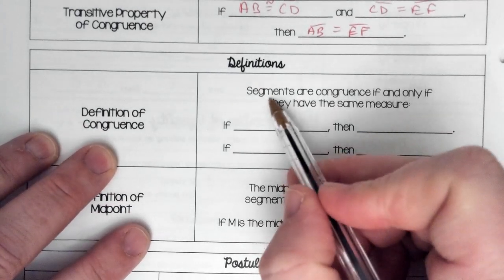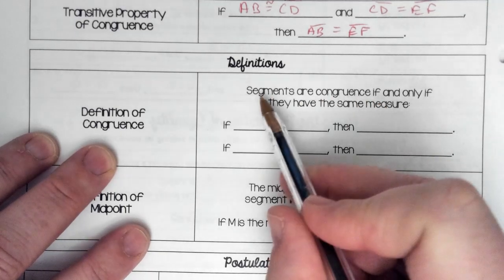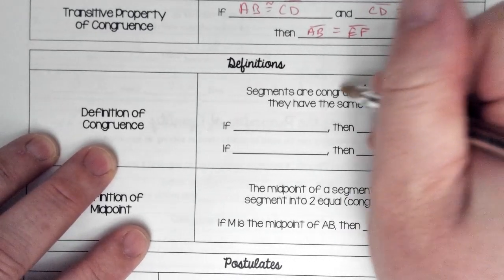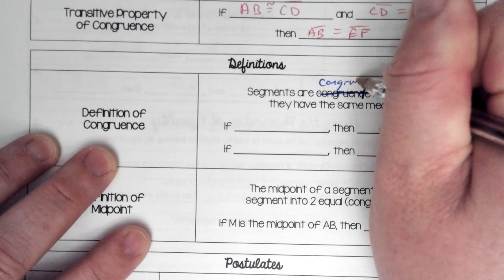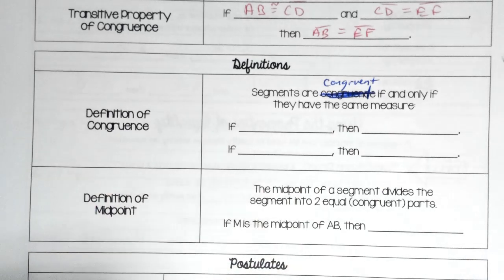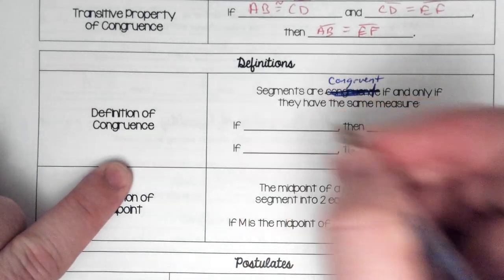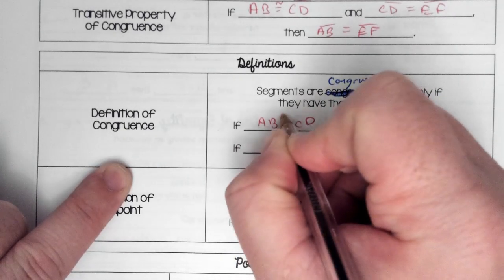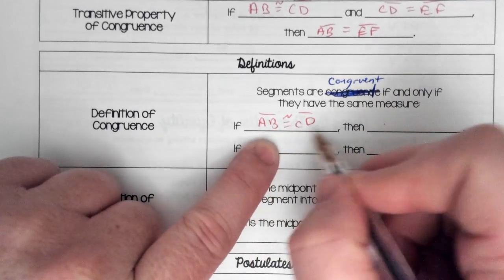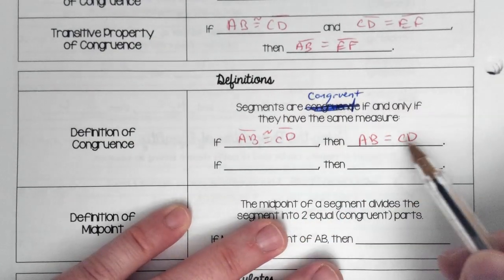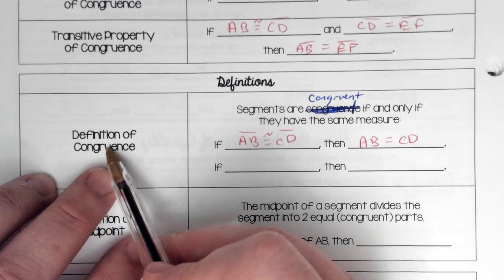Definition of congruence. Segments are congruent if and only if they have the same measure. So in this case, AB is equal to CD, then the line segment is congruent. So if they're congruent, then the numbers are equal. So the difference is I went from congruent to equal. That's all that happens. That is a definition of congruence.